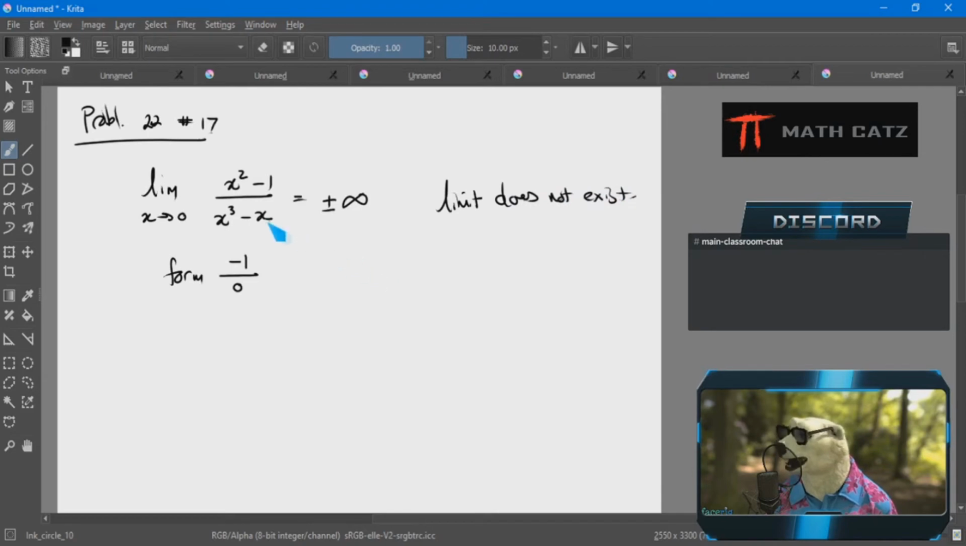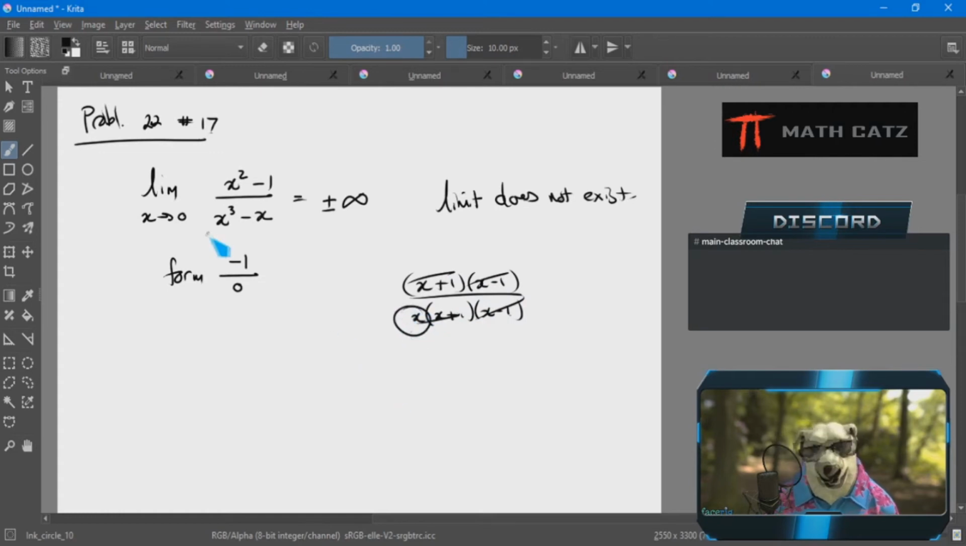If you want to factor this, top one goes to x plus 1, x minus 1. Bottom one, I can factor out an x. And then I have x squared minus 1, which is going to be the same. I'm doing all this work. I'm not getting rid of the problem. The form tells me I will never get rid of the problem. There's a vertical asymptote. It's going to blow up to infinity. The form already tells me all of that.